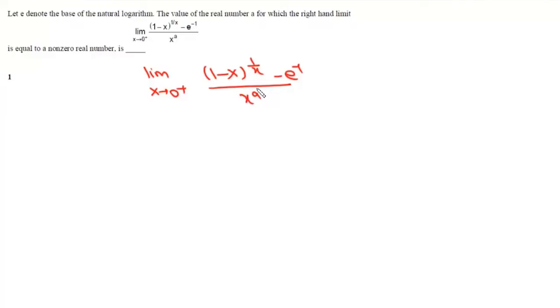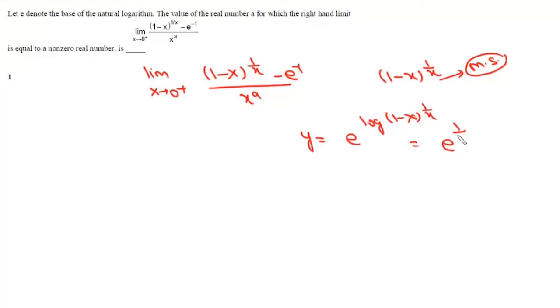Now we'll solve this question using expansion. So we'll use the expansion of (1 minus x) to the power 1 by x. One of the ways to find this expansion is using the Maclaurin series, which we have covered in one of the previous videos. Since we are assuming this is for JEE, we are not going to use the Maclaurin series in this case. So what I'll do is suppose this expansion is y, and we can write this as e to the power log of (1 minus x) to the power 1 by x, which is e to the power (1 by x) log(1 minus x). Now we'll use the expansion of log(1 minus x).